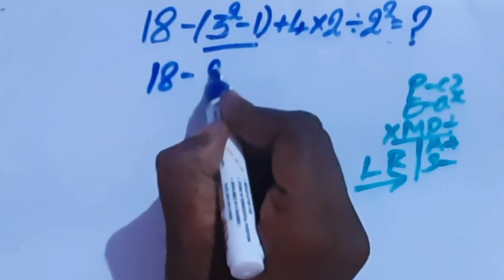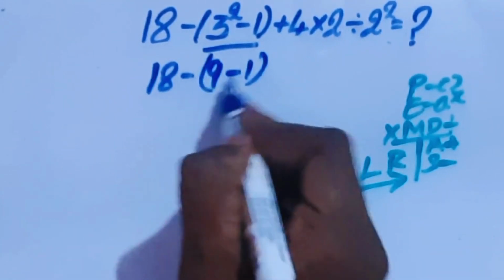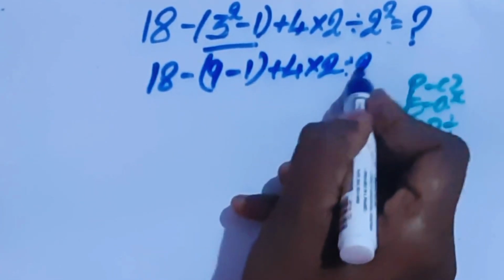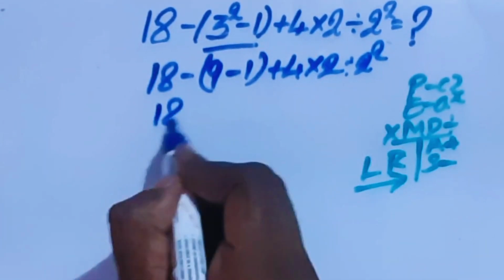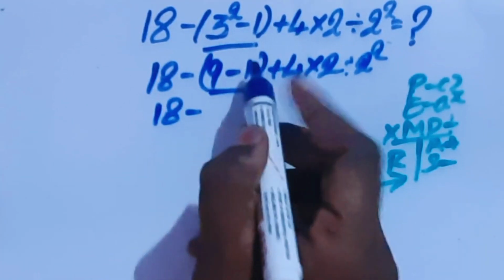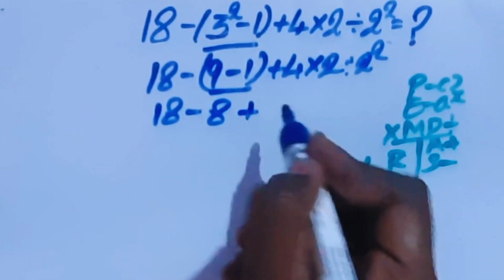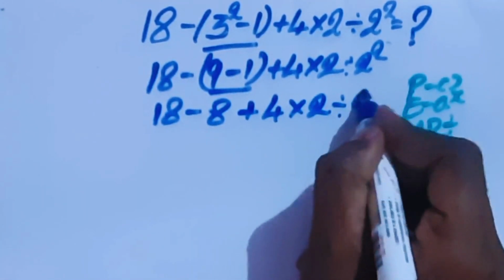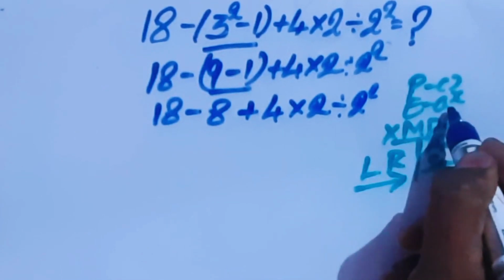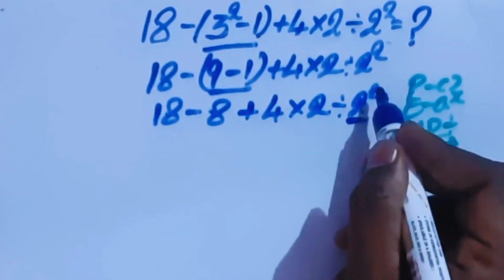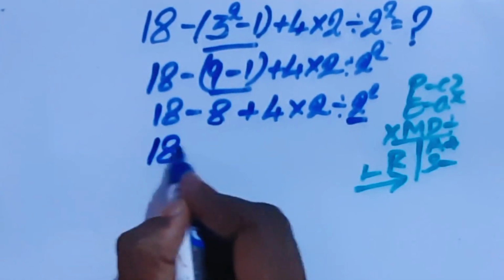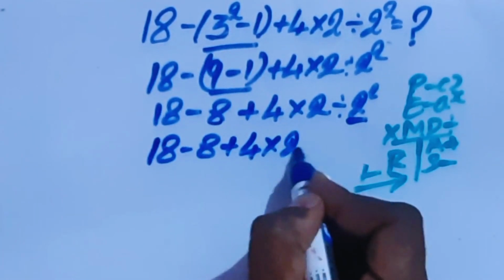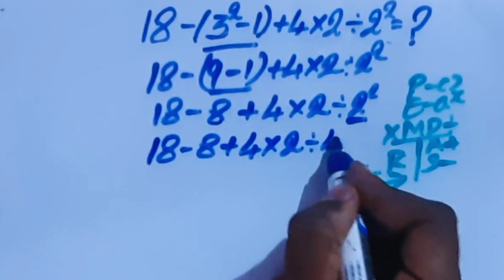Here 3 power 2 is 9, minus 1 in bracket, plus 4 times 2 divided by 2 power 2. Here 18 minus 9 minus 1 is 8, plus 4 times 2 divided by 2 power 2. The next priority is exponent. You have exponent here, 2 power 2. So 18 minus 8 plus 4 times 2 divided by 2 power 2 is 4.